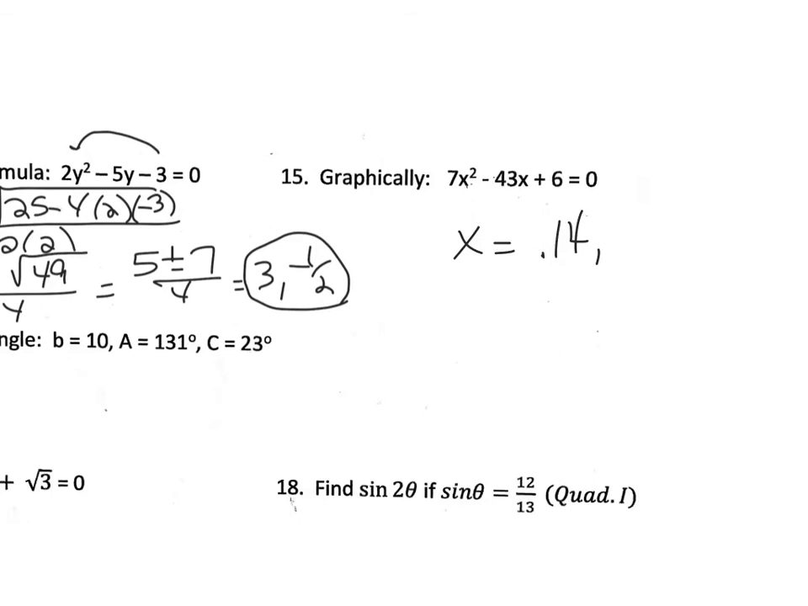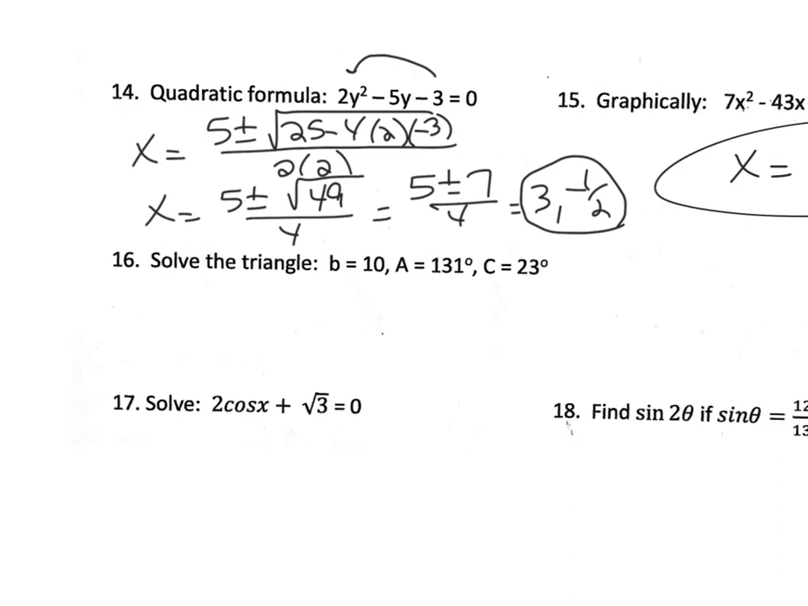The other answer, I'm going to do the same thing. Second calc, 0. Left bound, tracing close to the other one, but not past it. I'm trying to get there. It's a lot of tracing. There it is. Left bound, go right, right bound, guess, and that gave me just 6. So those are my two answers, 0.14 and 6. Do that on your calc.